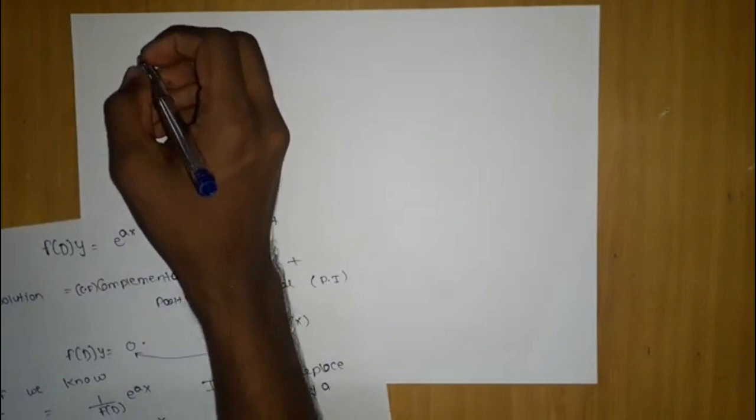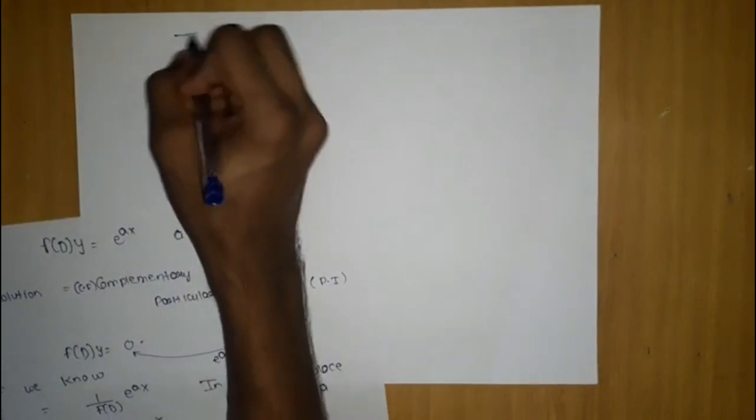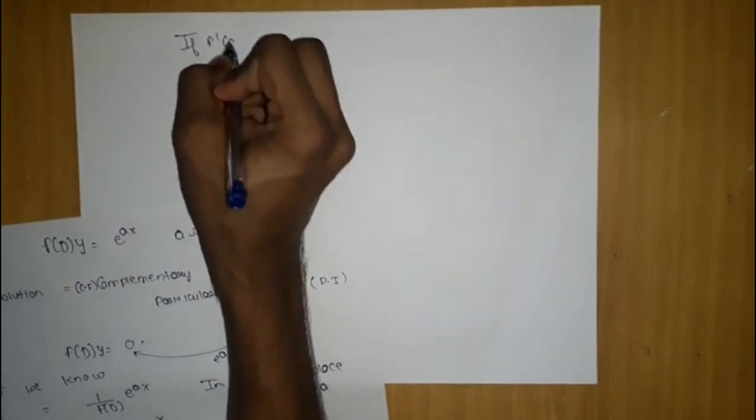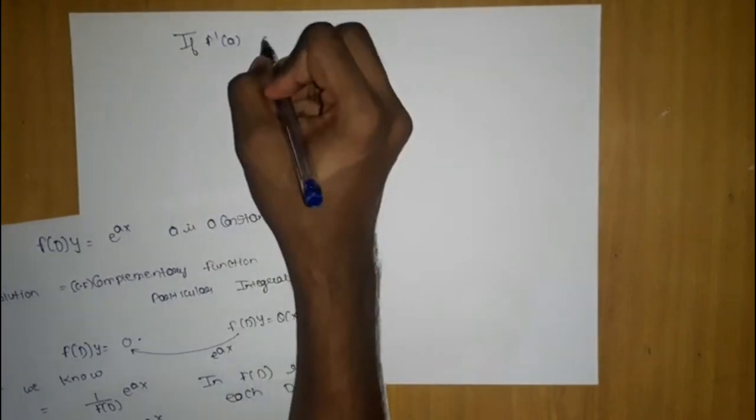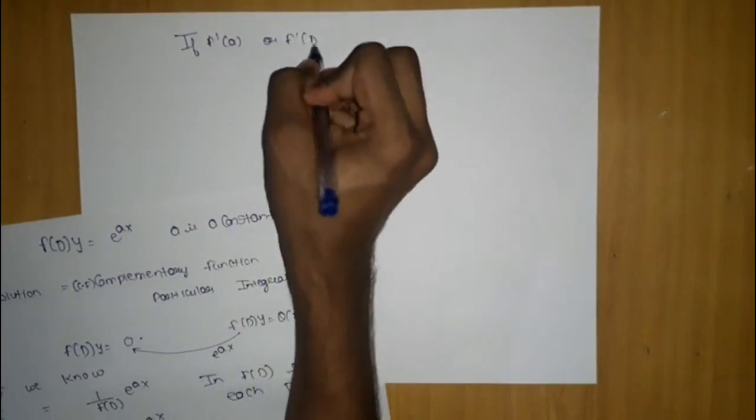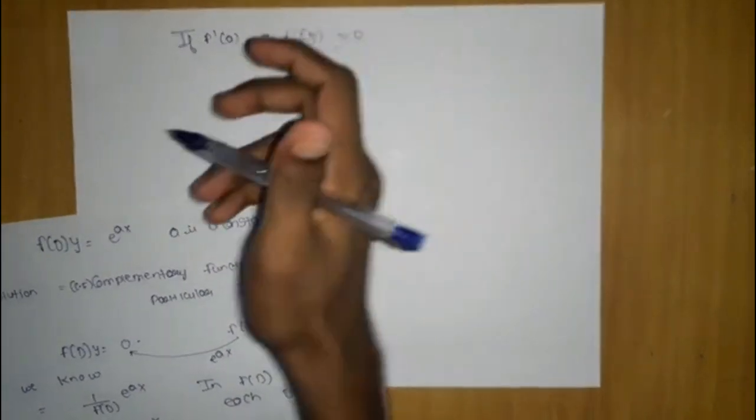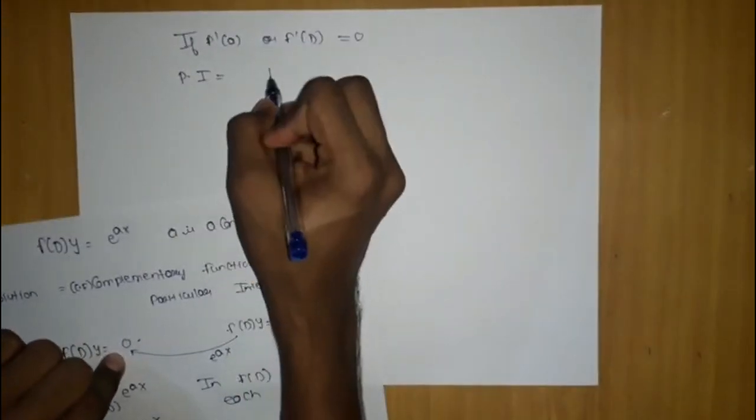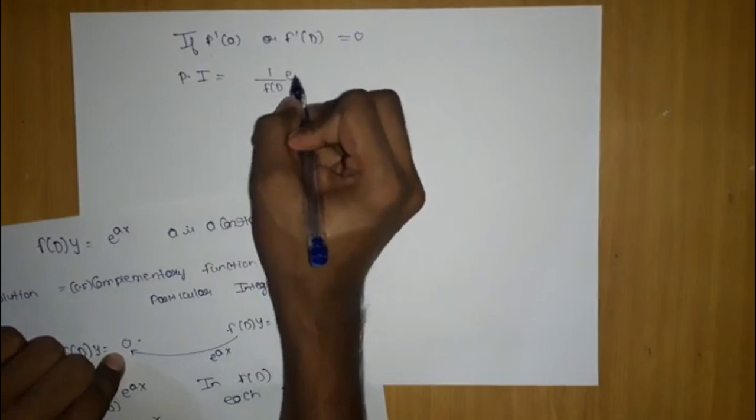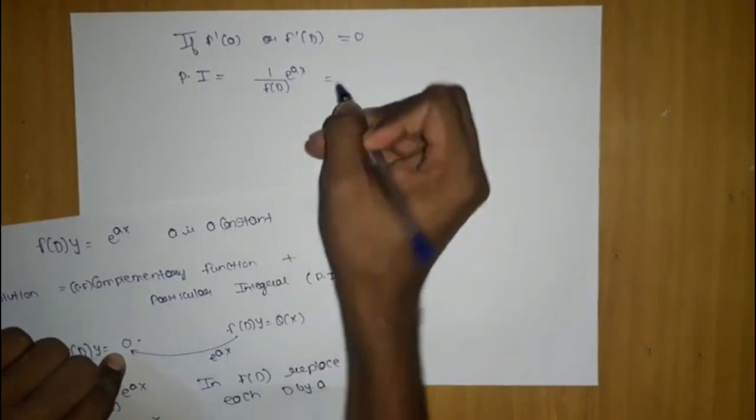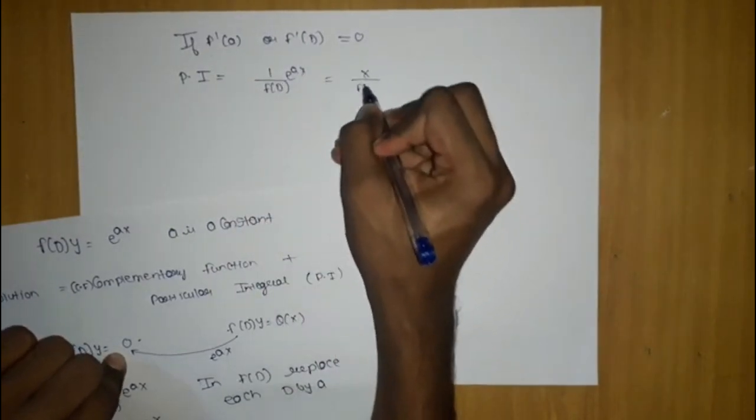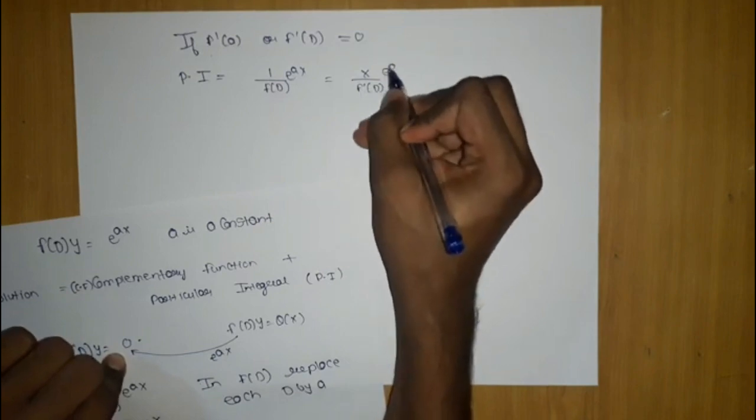Now let's see the second case, the modified version. What if f dash a, which you just got, or f dash d, is equal to 0? Now what you have to do: your particular integral was 1 upon f of d into e power ax. What you did, you differentiated it once and multiplied on the top by x.